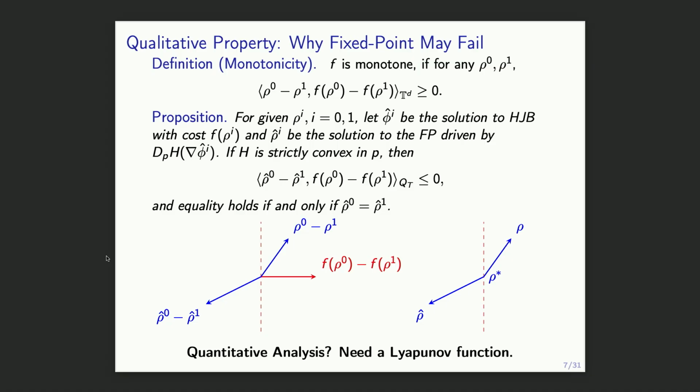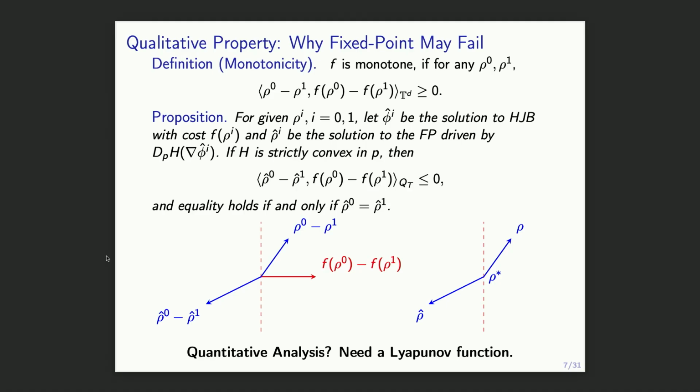And we can actually prove that if I give you two densities rho 0 and rho 1, I first solve the HJB equation and get the phi hat. Then I solve the Fokker-Planck equation and get the rho hat. Then the inner product between the difference of rho hat and the difference of F is actually smaller than or equal to 0.